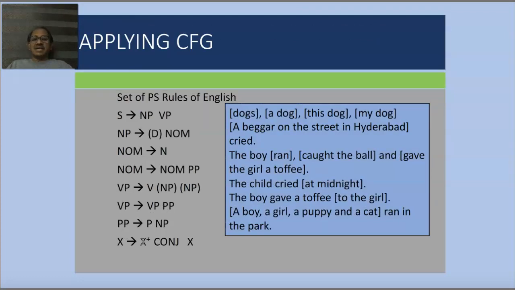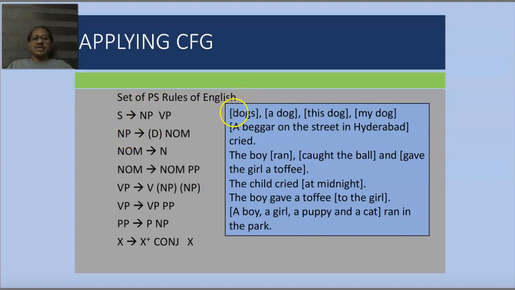Let's look at the application of context-free grammars. Let's apply it to English. So, what is the set of phrase structure rules of English? S is the initial symbol, and it consists of a noun phrase and a verb phrase. Till there, it's okay. And then the noun phrase.